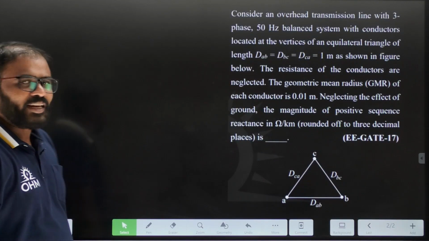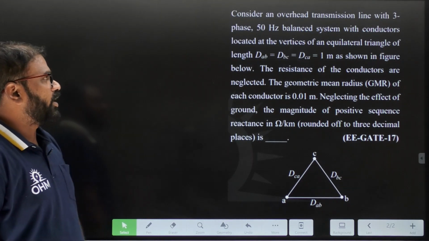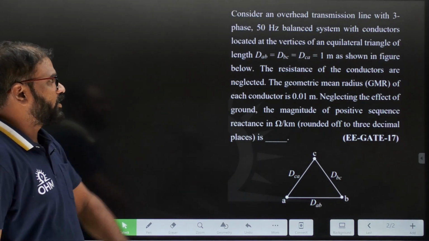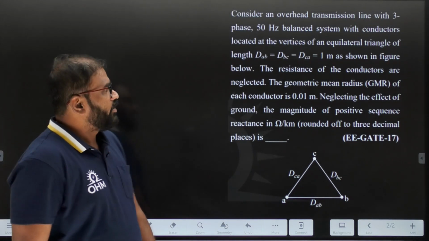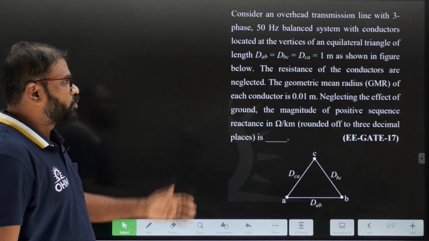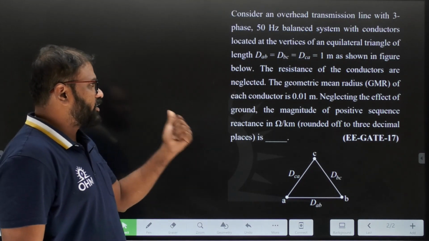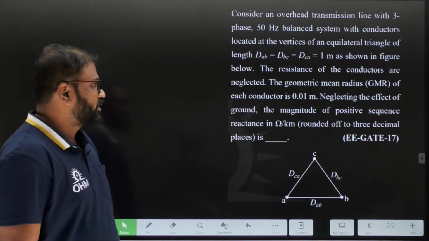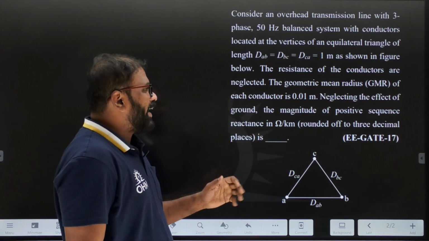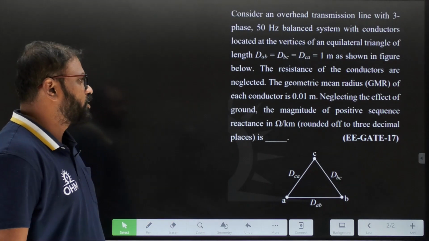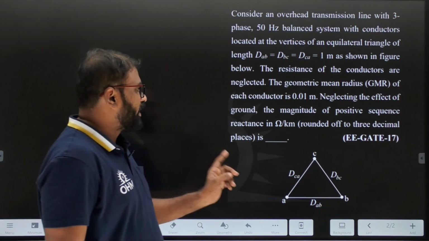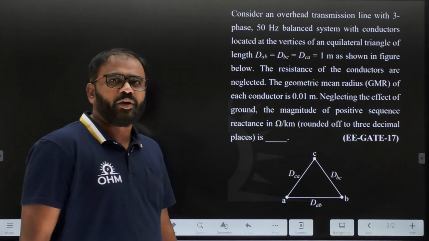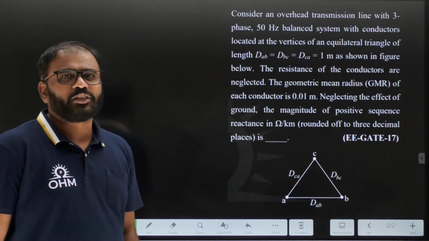See, in this question it is clearly mentioned, consider an overhead transmission line, three-phase 50Hz balanced system with conductors located at the vertices of an equilateral triangle, DAB, DBC, DCA given, that is 1 meter. The resistance of the conductors is neglected. The geometric mean radius of each conductor is 0.01 meters. Neglecting the effect of ground, the magnitude of positive sequence reactance in ohms per kilometer, round off to 3 decimal places, is. Okay, we need to give the answer up to 3 decimal places. Now let's see how to answer this question.